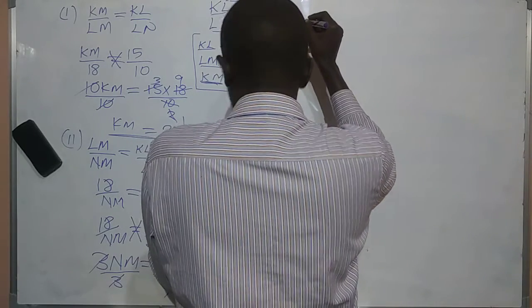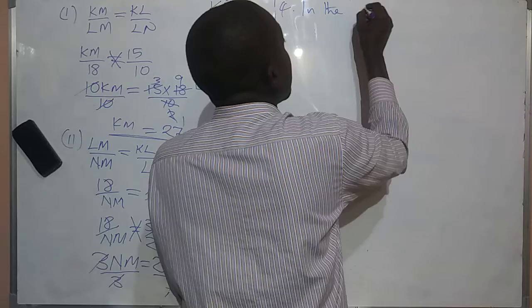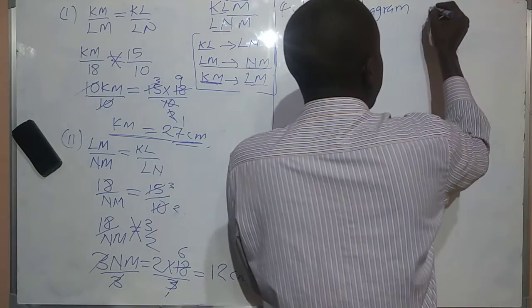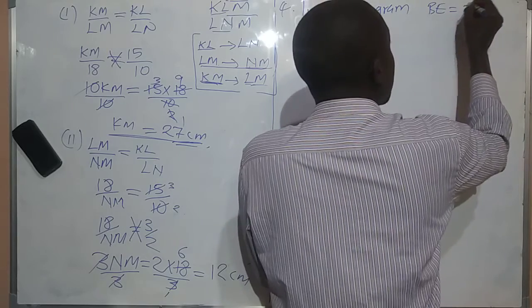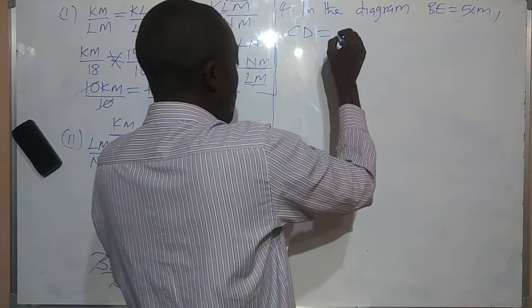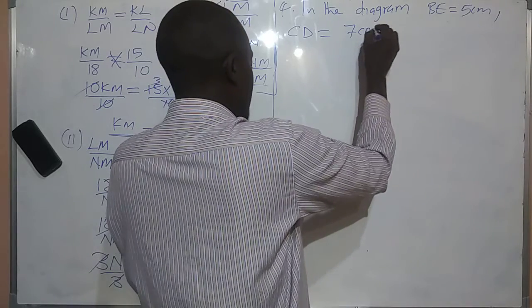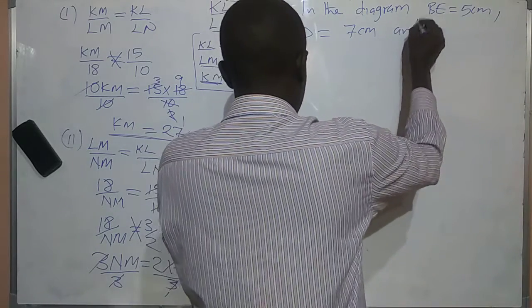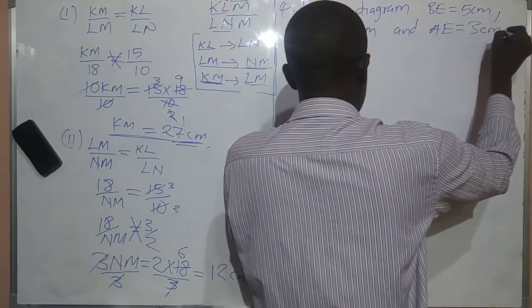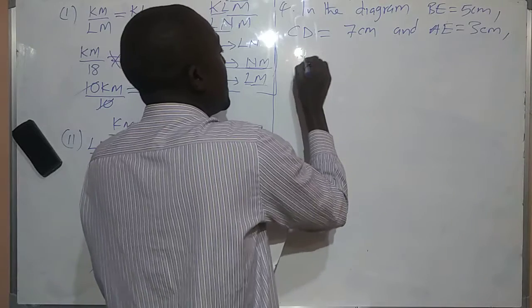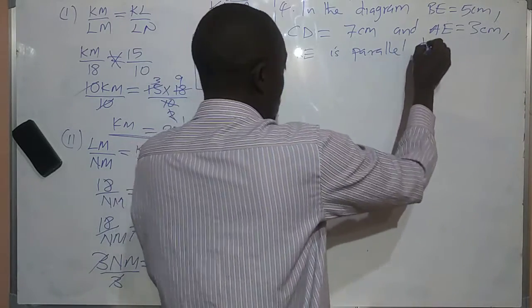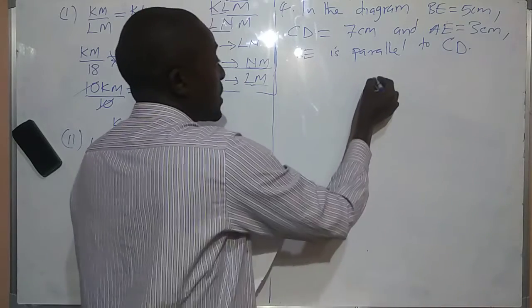In the diagram, BE is equal to 5 centimeters. CD is equal to 7 centimeters. And AE is equal to 3 centimeters. BE is parallel to CD. Okay, so here's our diagram.